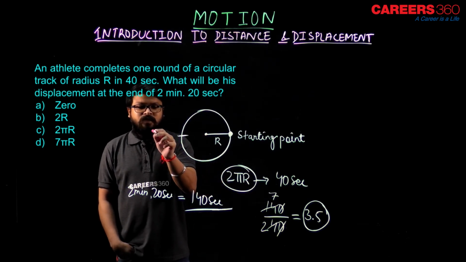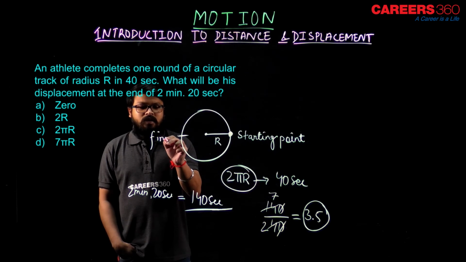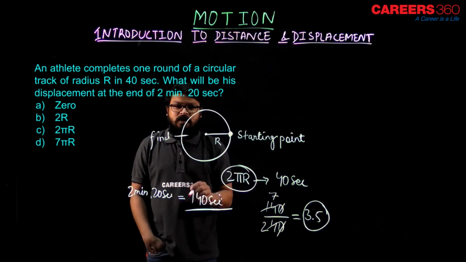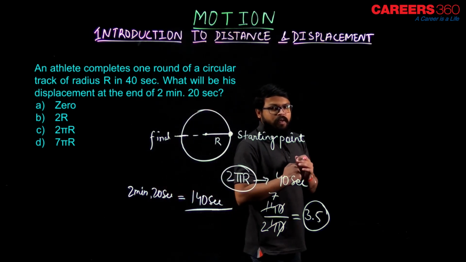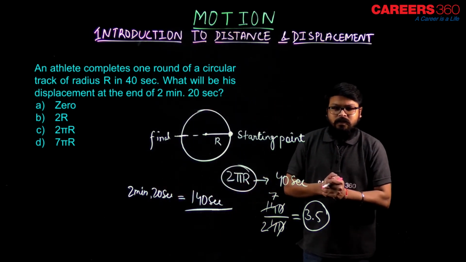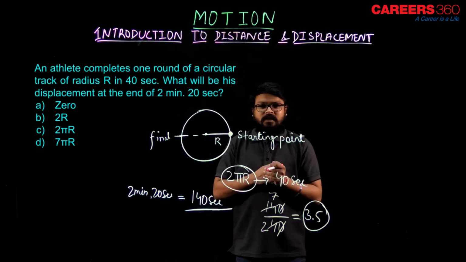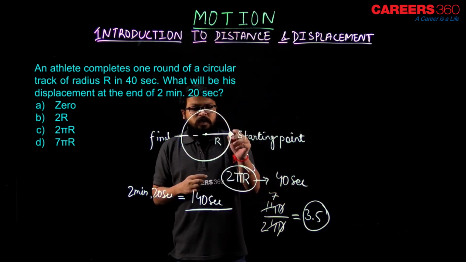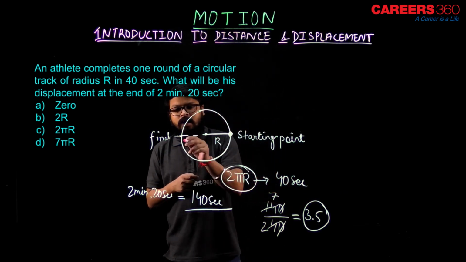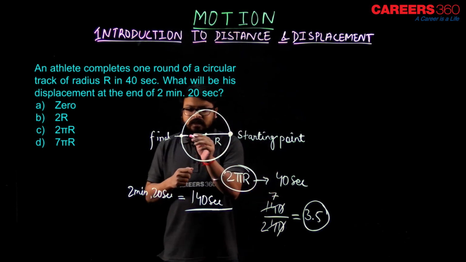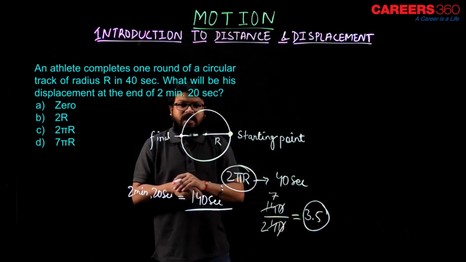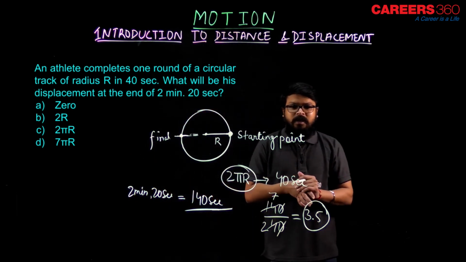So this is his final position. So what is the displacement over here? What will be his displacement? That is the question over here. And displacement is nothing but the shortest distance between initial, that is the starting point, and the final point. So over here, as you can see, this is nothing but the diameter, right? It is nothing but the diameter.